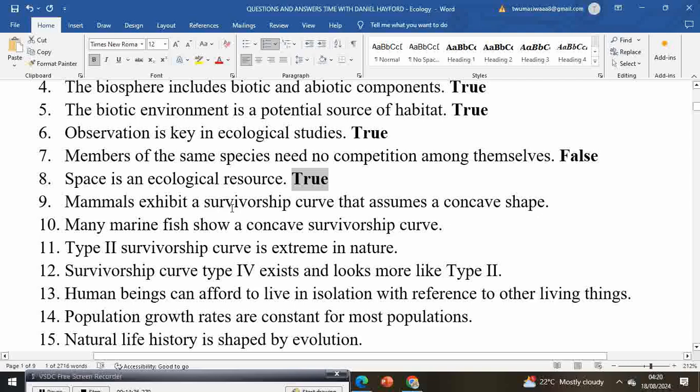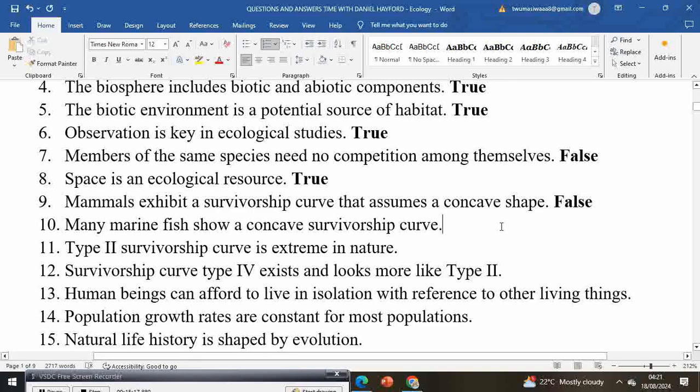What about question number 9? Mammals exhibit a survivorship curve that assumes a concave shape. Is this statement true or false? This statement is false. The kind of survivorship curve that mammals assume is convex. Remember, mammals exhibit the type 1 survivorship curve.